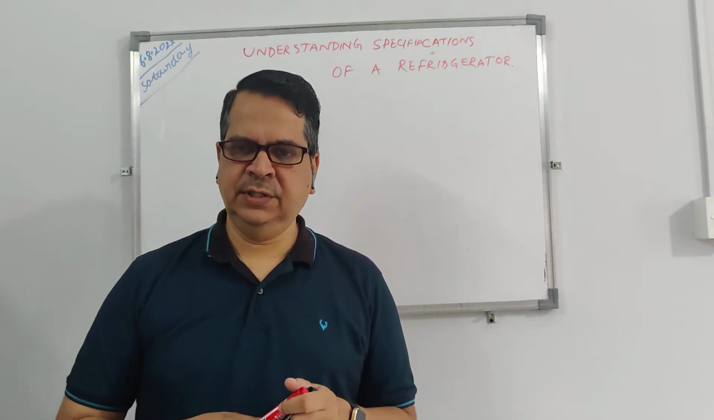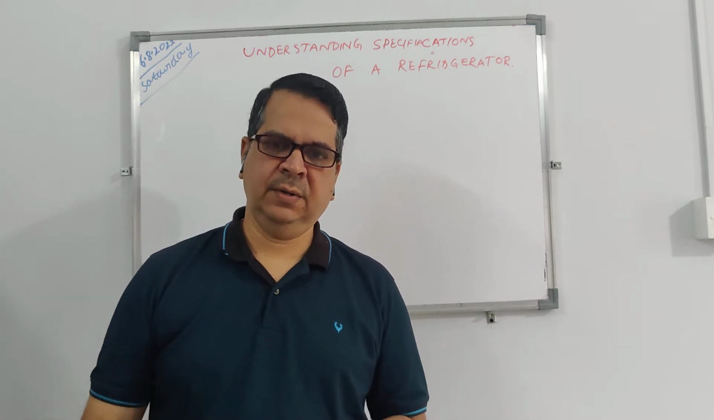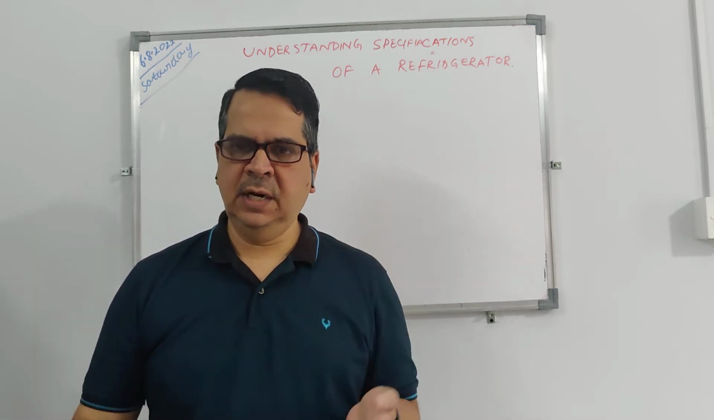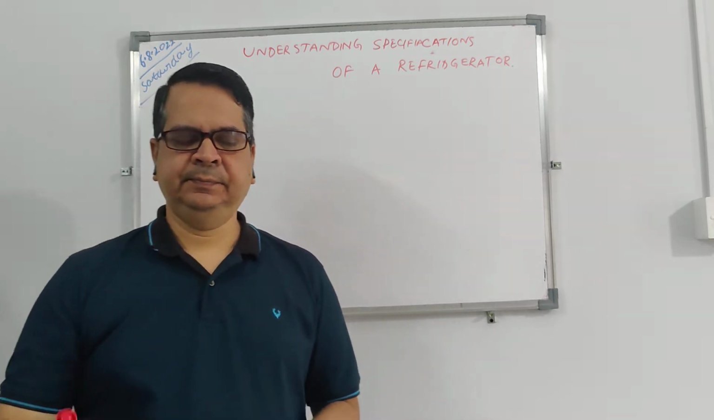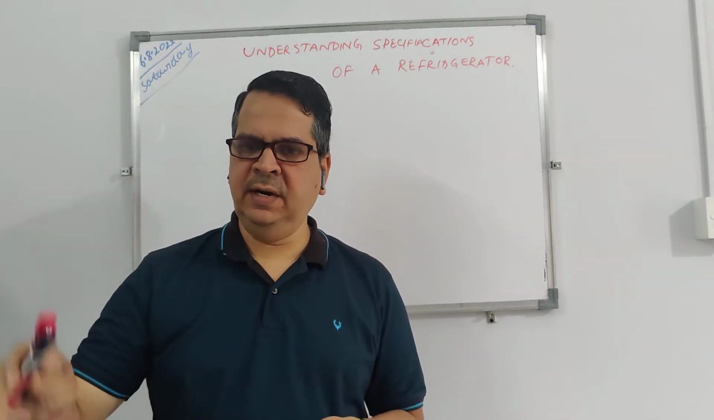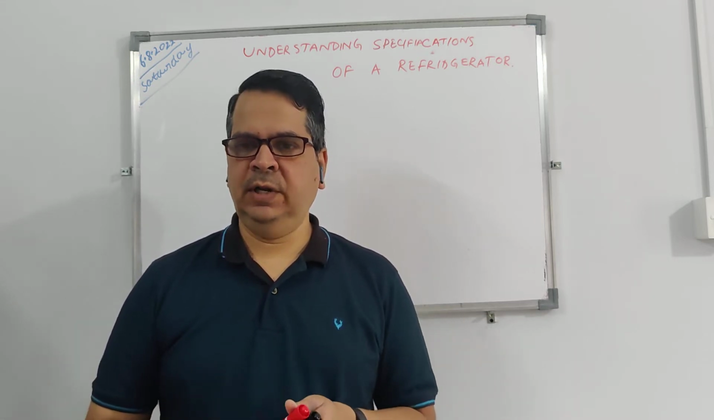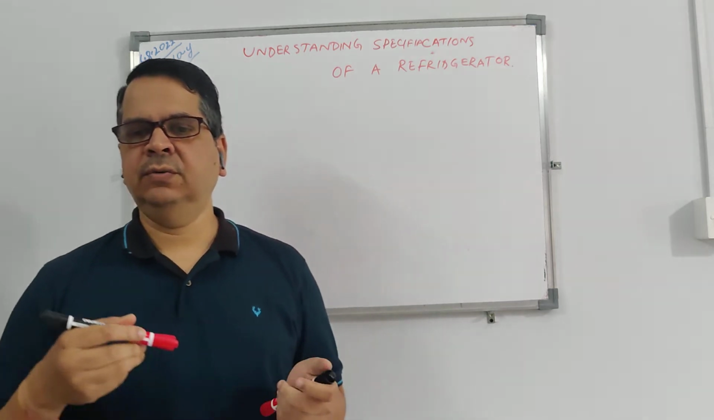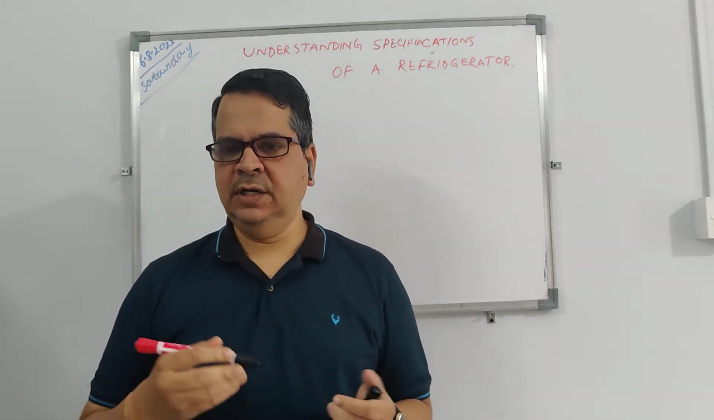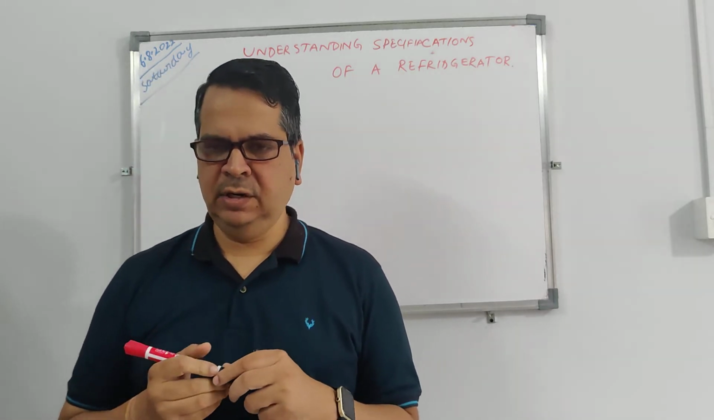Nowadays there are double door fridges, where one of them is your freezer and the other is your main compartment. In the freezer you are maintaining a very low, sub-zero temperature, less than 0 degree, whereas different chambers of a refrigerator are maintained at different temperatures. Earlier, for the single door fridge, we say it is 165 liter. So what does 165 liter actually mean?